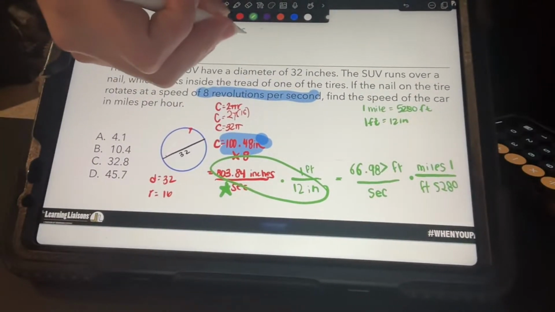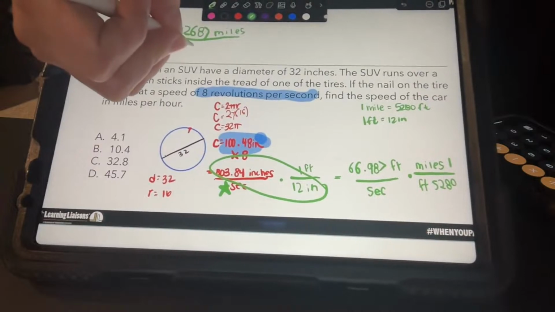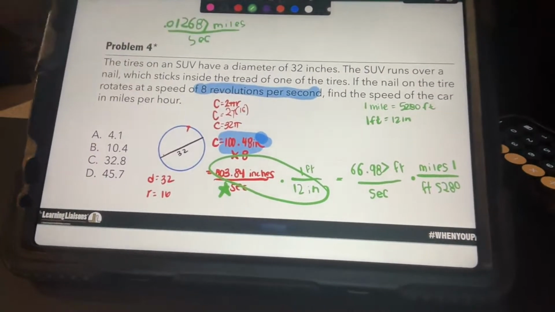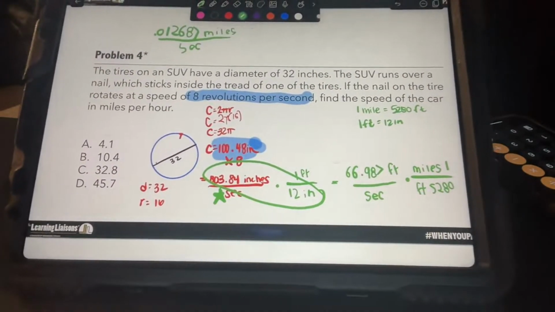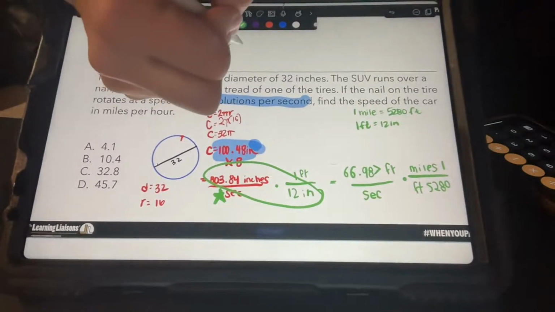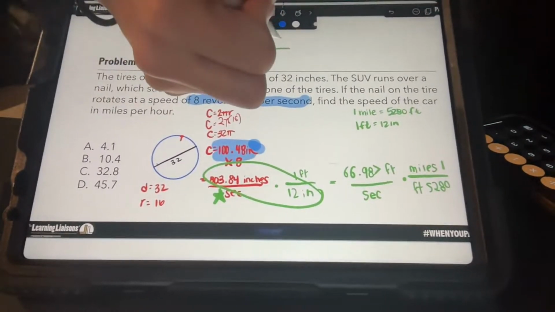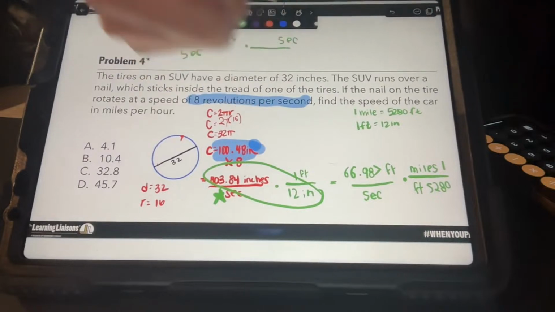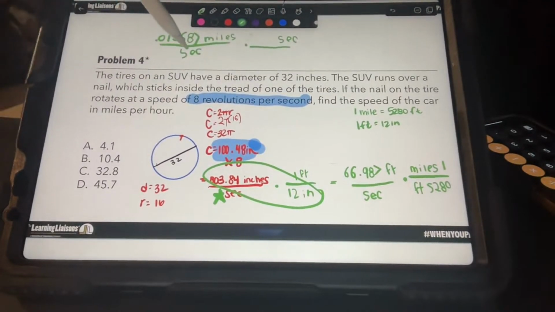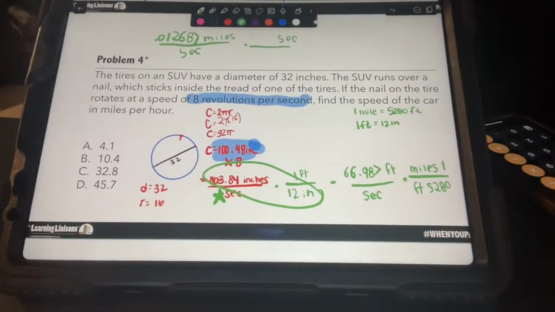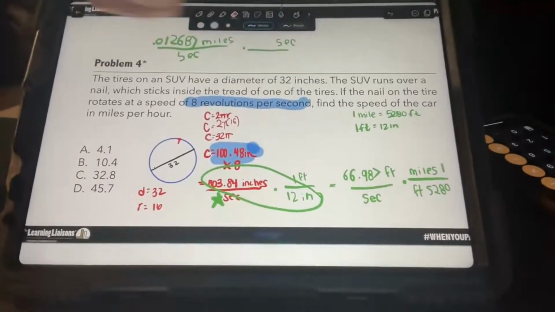Miles per second. Now I'm going to do my time. So now my seconds are going to be on top because I'm doing time and I need to keep consistency here, right?